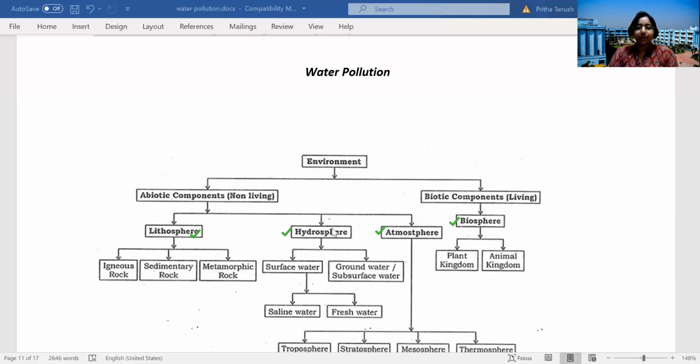And we can classify the hydrosphere into two parts, that is the surface water and groundwater. And in surface water, you can see there is saline water and fresh water. Saline water means that which we get from the sea, ocean, etc., which contains salt. And fresh water we get from the river.